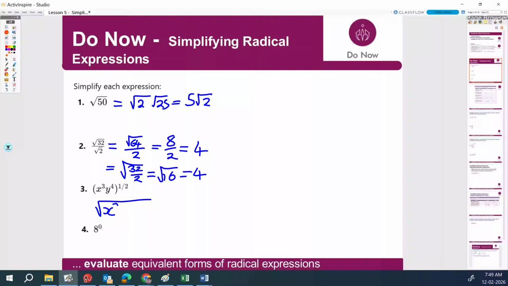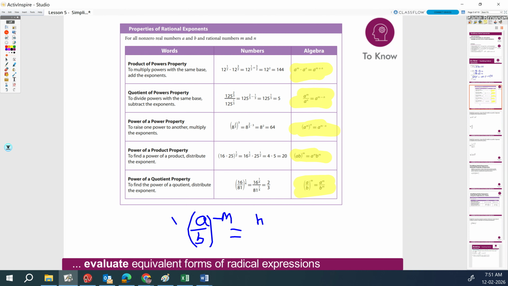You could. You could. So what George is saying on this one is something on the lines of a over b to the minus m is equal to b over a to the m, is equal to b to the m over a to the m.